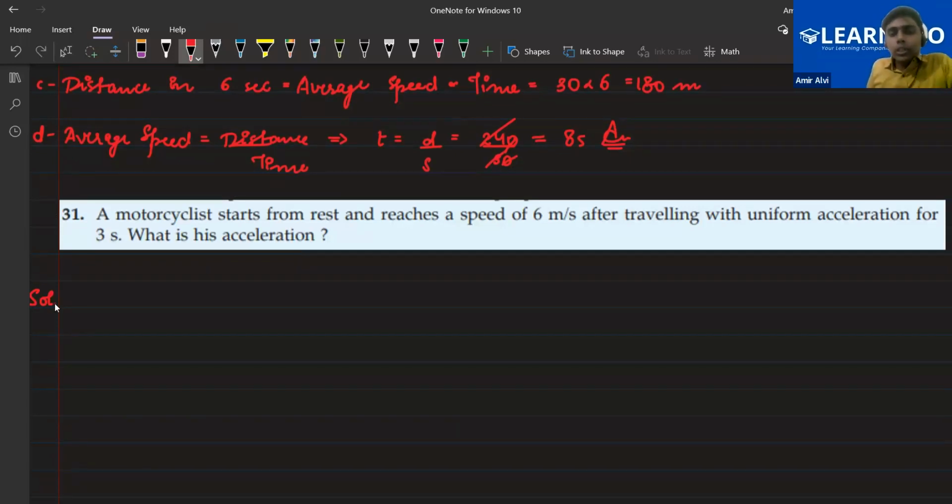The question is saying that a motorcyclist starts from rest. If it is starting from rest, what should be the initial velocity? Does anybody have any idea what the initial value should be? Zero. Tell me in the chat. Everyone, please answer me. Six students are there. Please let me know the answer in the chat. Jaldi, jaldi.